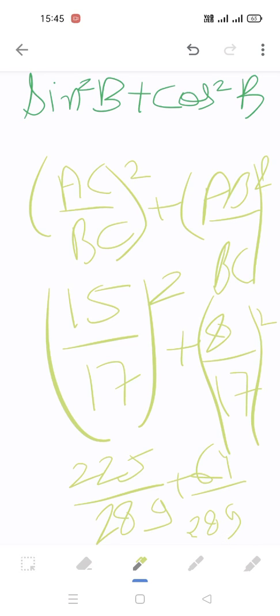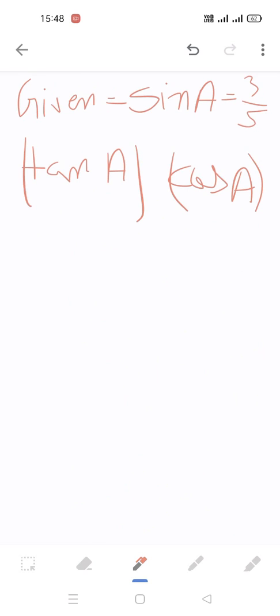Okay, now add them and find the formula, find the answer. So this is the question: if it is given that sine a is 3 upon 5, what is tan a and cos a? Let's find tan a and cos a.